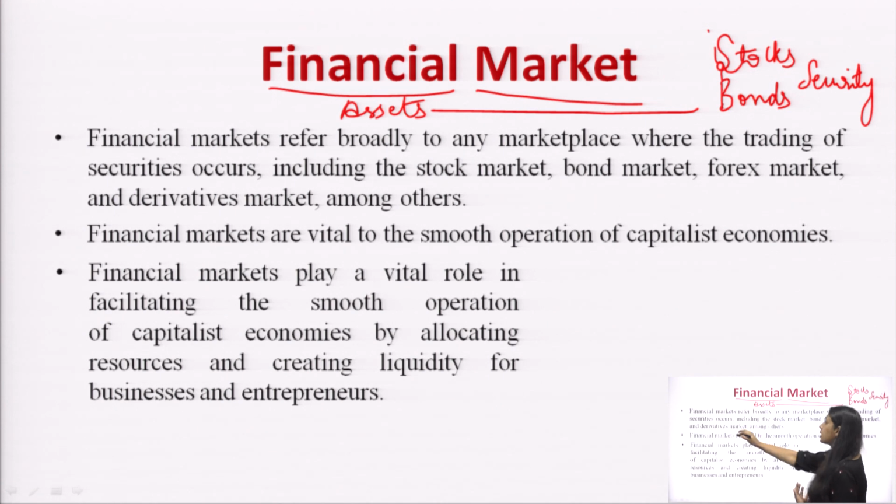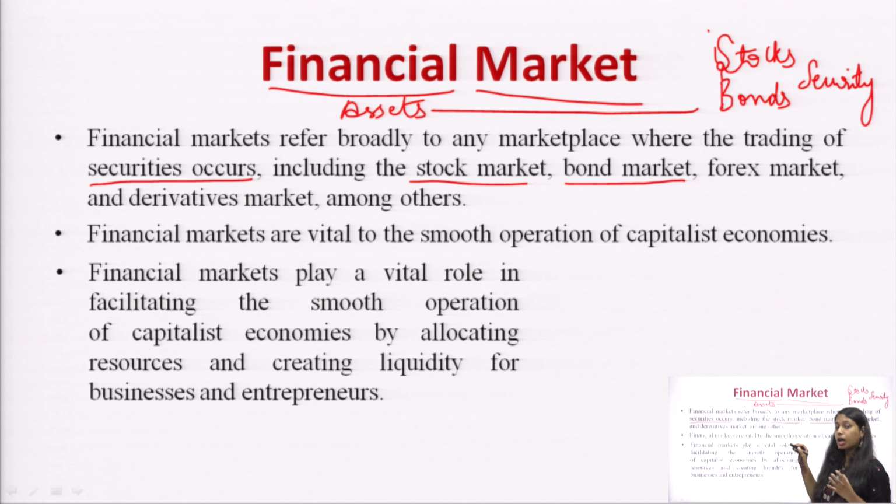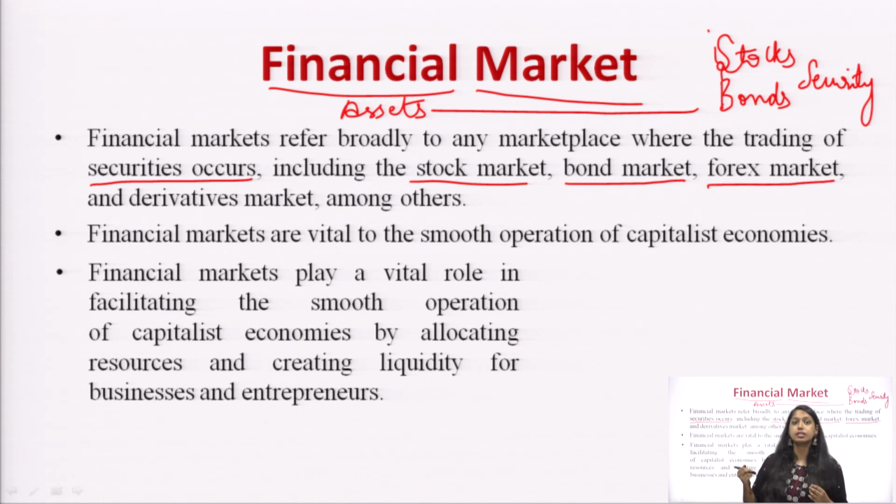Now, moving forward, we can read the statement: financial market broadly refers to any marketplace where the trading of securities occurs. When I talk about securities, these are bonds, shares, any gold instrument, any commodity. So, you have a stock market for this, you have a bond market for it, you have a forex market, where you exchange foreign currencies. You have a derivative market, where you make your own portfolio, have your own management, and hedging of funds. So, you have these few markets where you operate the financial instruments.